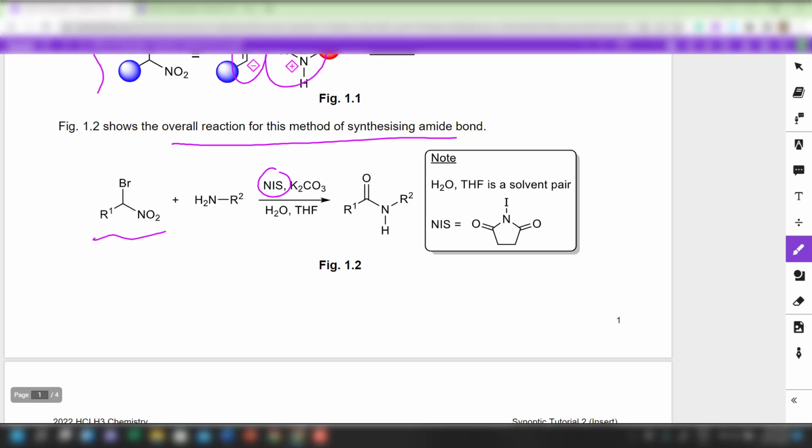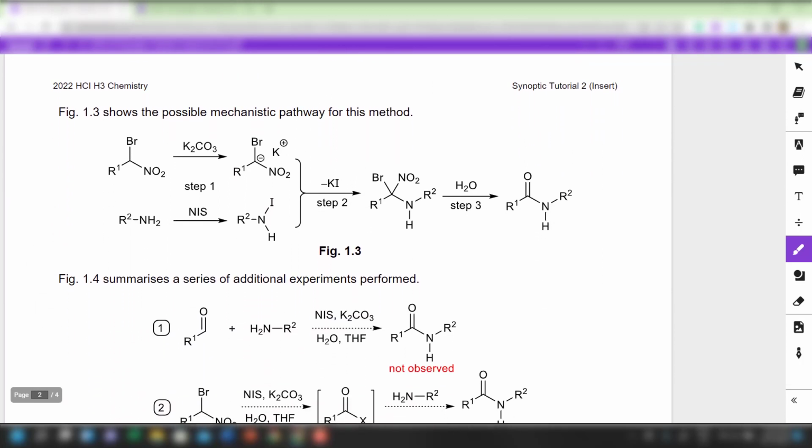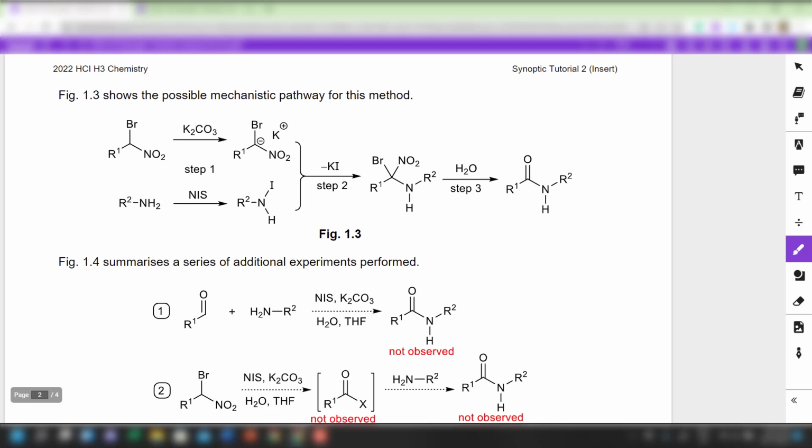Then you might be wondering, or you might have read from previous examples of journals, they tend to use potassium carbonate. You might be wondering what carbonate is. Carbonate is usually used as a weak base in this kind of approach. But again, we are just talking about it based on the information given to us. It may not be 100% absolutely correct, so do keep a lookout for more clues given to you when you are asked to answer the question. Okay, then figure 1.3 shows the possible mechanistic pathway for this particular method. So just now we were postulating that carbonate is the base.